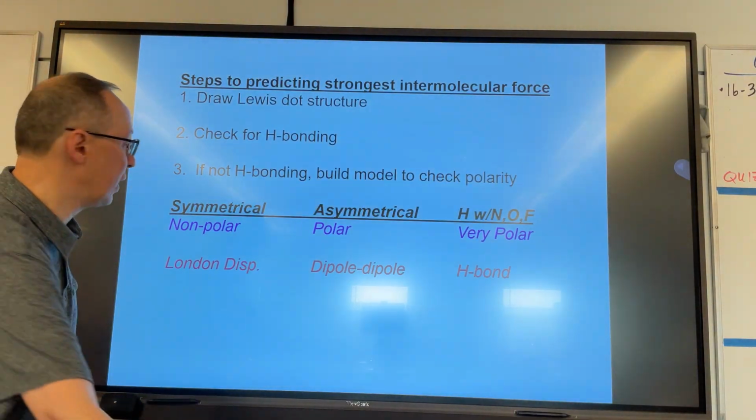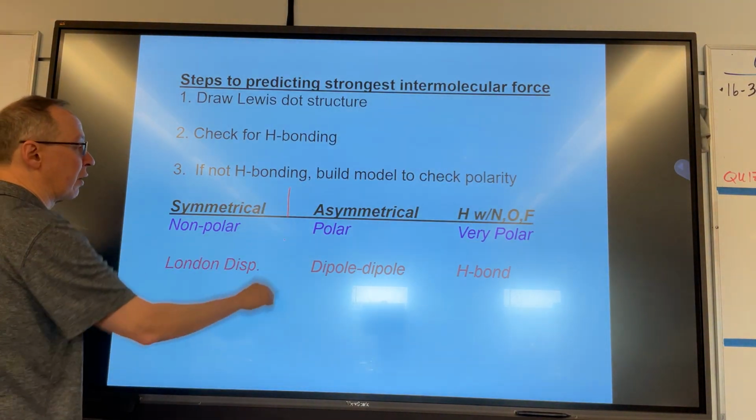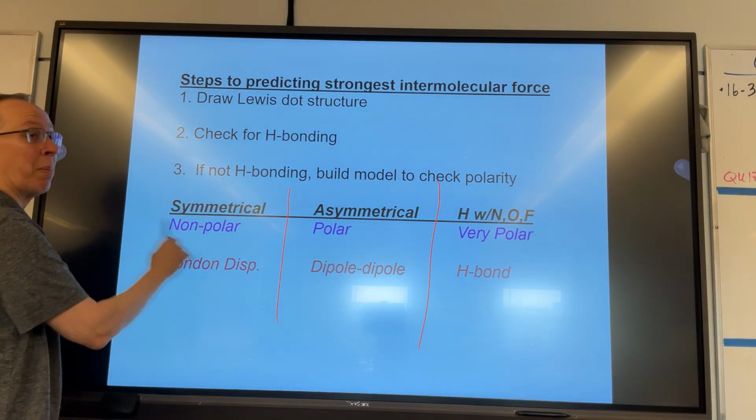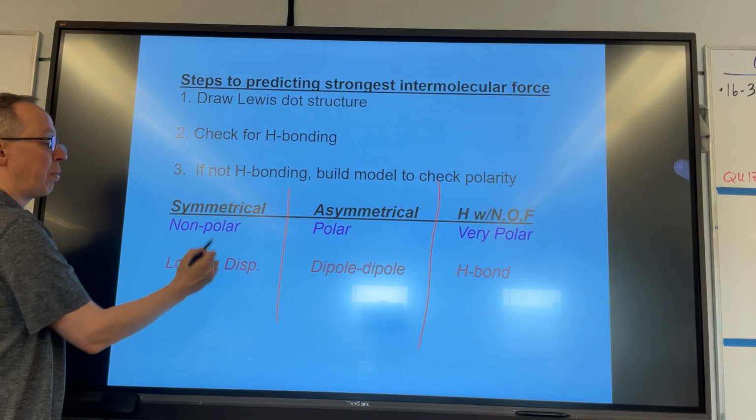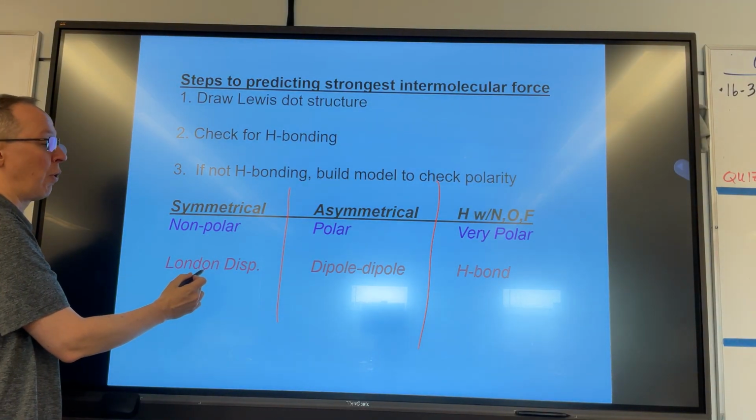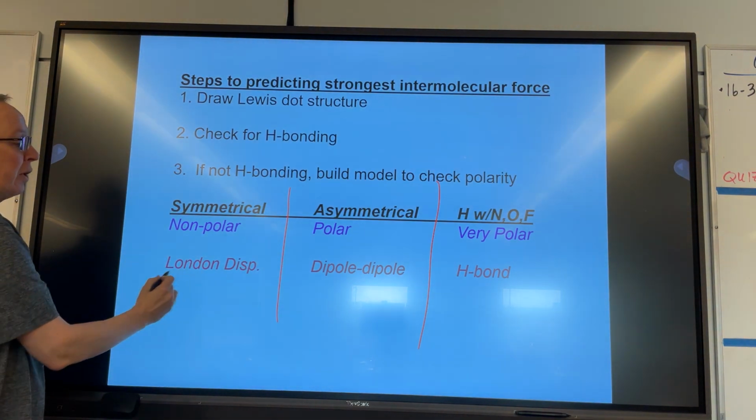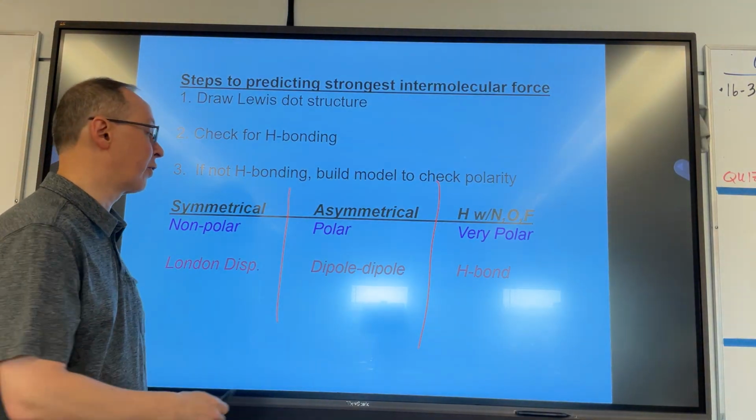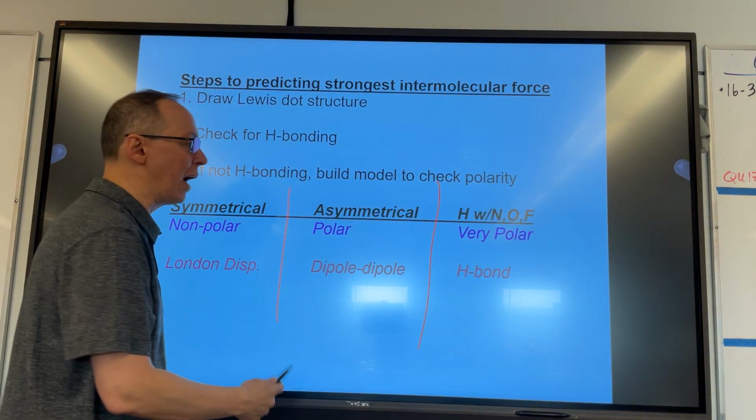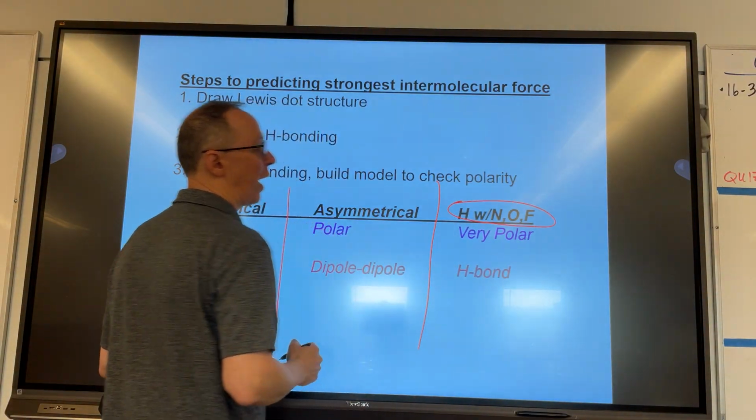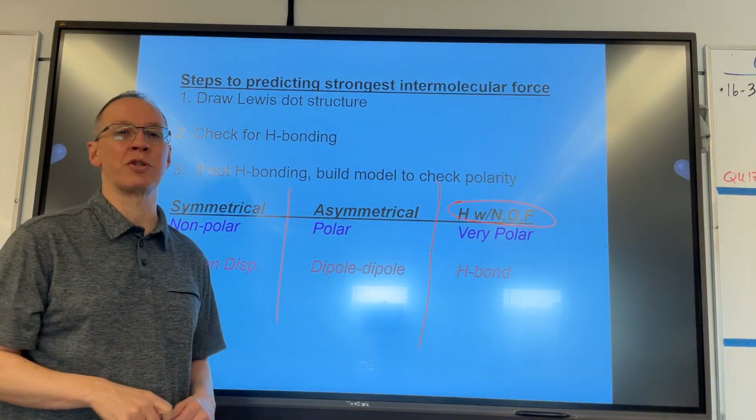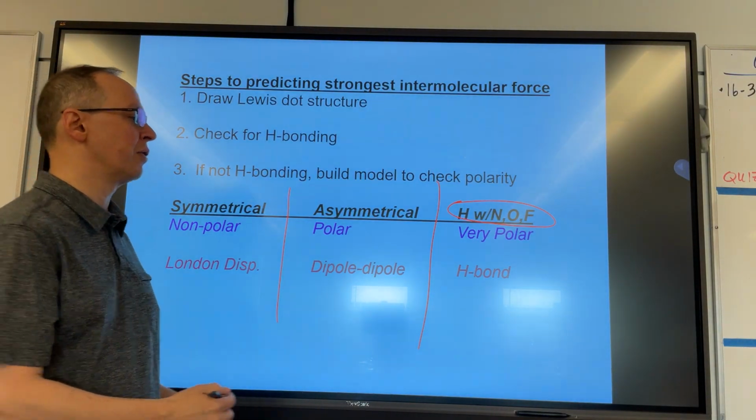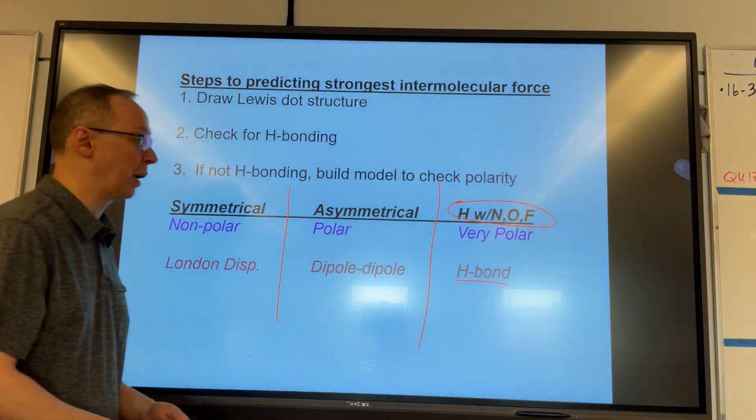What's going to happen here is that you are going to be looking for symmetry in a molecule. If it's a symmetrical molecule, it is going to be a nonpolar molecule, and that means the strongest intermolecular force, the thing that we're looking for, is London dispersion. If it's not a symmetrical molecule, it's going to be polar, and the strongest force will be dipole-dipole, unless it is a Lewis structure that has the hydrogen directly bonded to a nitrogen, oxygen, or fluorine, in which case that is dipole-dipole, but it's a crazy strong one that we separate into its own category called hydrogen bond or hydrogen bonding.